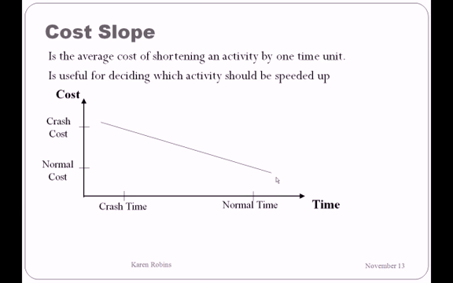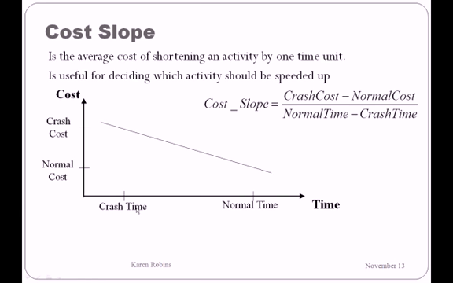But we need to decide which activity is the best one, or the least cost, in order to speed up the project. If we look at the diagram, we can see the normal cost is low, but the time is high. The crash cost is high when the time is low, and that's the trade-off.